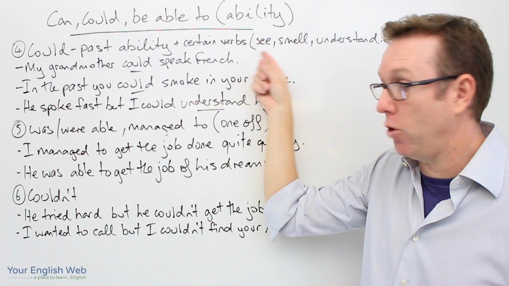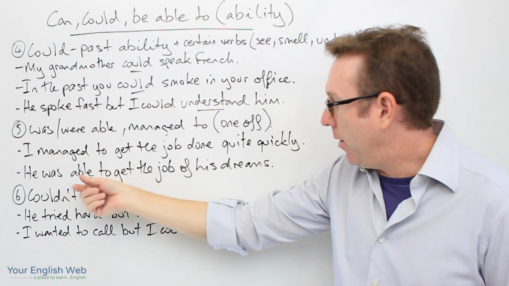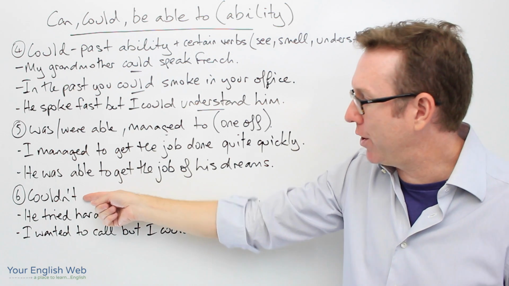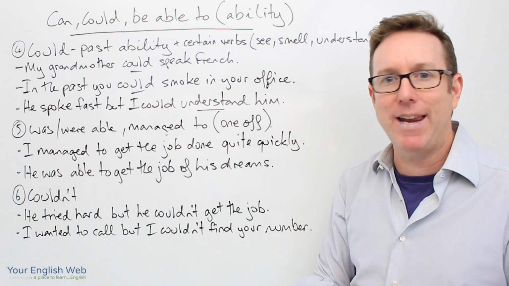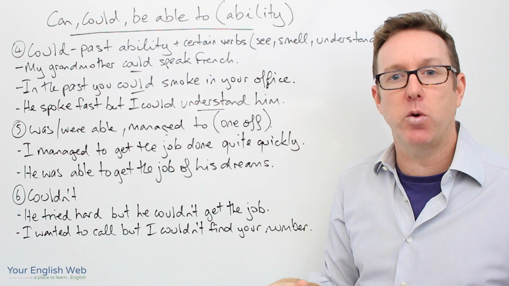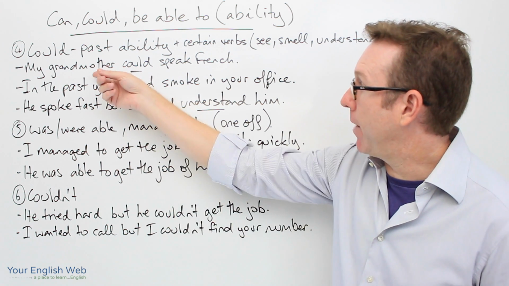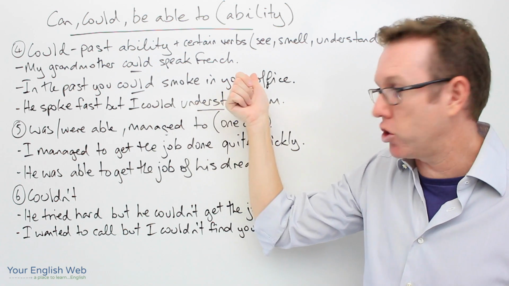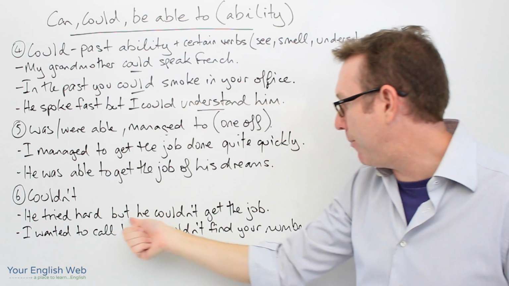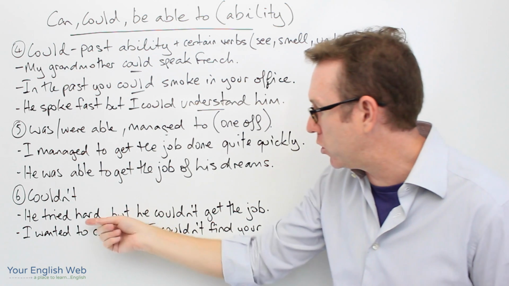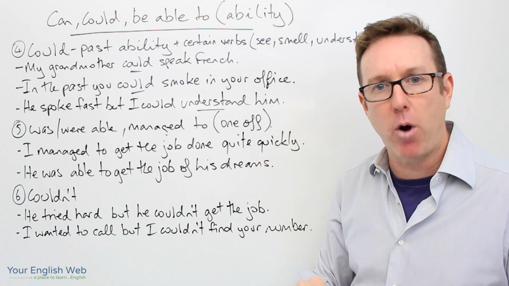So with these verbs. Now, couldn't. The last thing I'll explain is couldn't. Now, couldn't can be used in any negative situation, one-off or not one-off, okay? So I could say my grandmother couldn't speak French, or he tried hard but he couldn't get the job, even though it was a one-off. Doesn't matter. We can use the negative without problems.